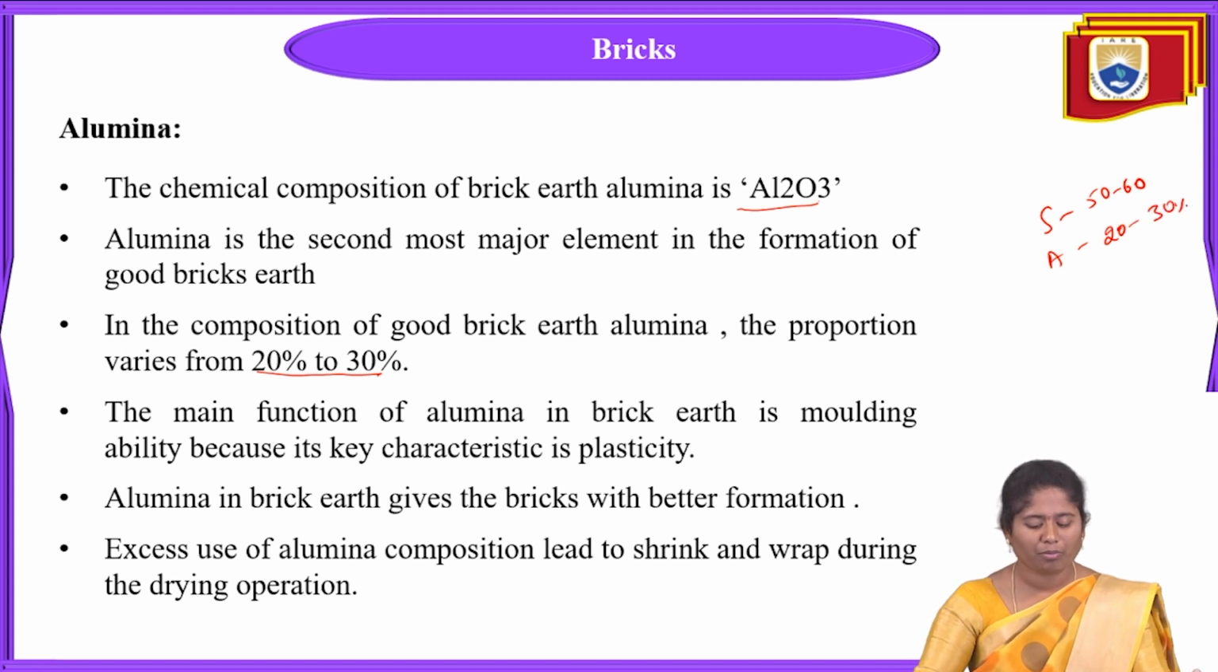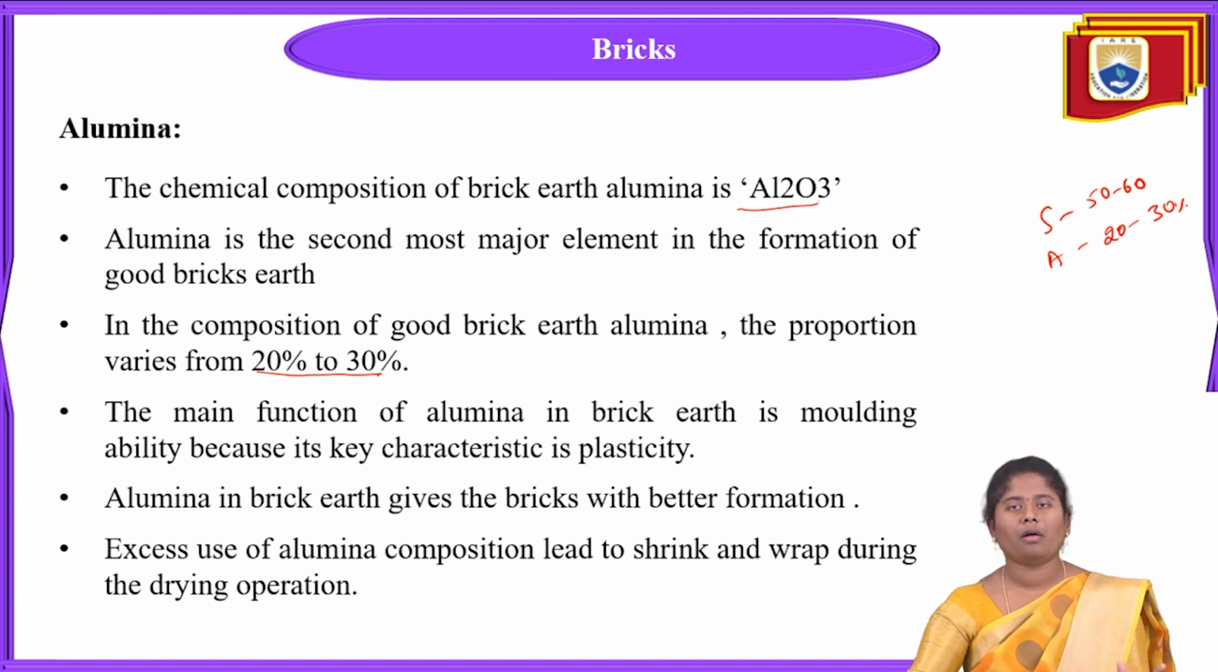And the main function of alumina is the molding ability. Molding ability means it has to mold according to the shape only. The brick shape is rectangular, so molding to that rectangular shape is its main function. Alumina plays the major role in the molding process, because its key characteristic is plasticity. If plasticity is there, the molding will be very easy because of this alumina. And alumina also gives the brick better formation.